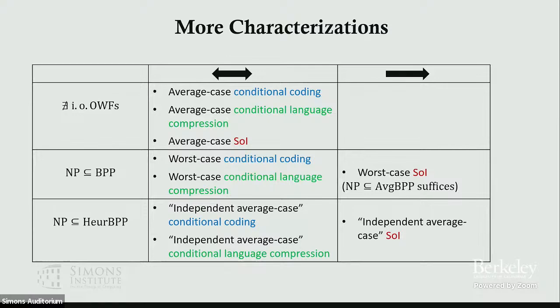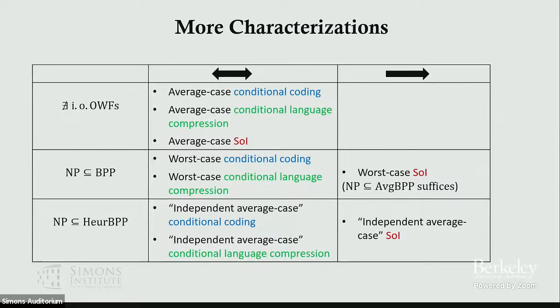Do you have any characterization of NP errorless average case? Yeah, we do have some version. But it's a little bit hard to explain that version. It's called the certifiable version.